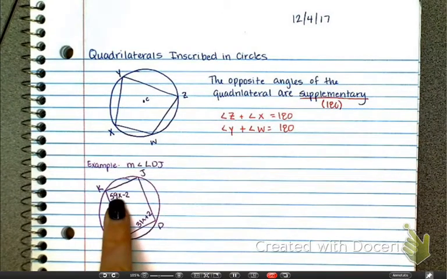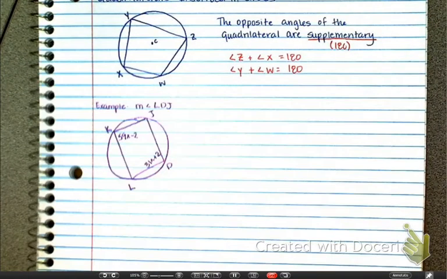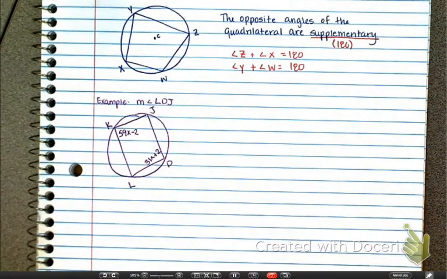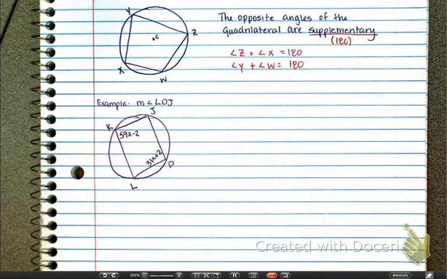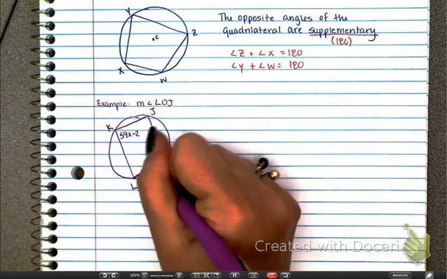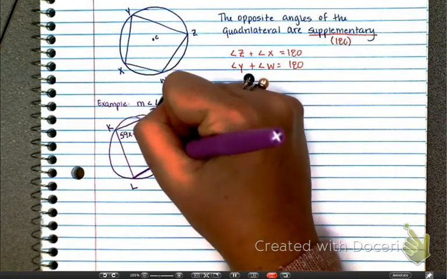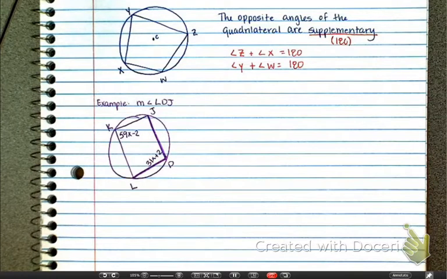We have 59x minus 2 and 31x plus 2. So I'll give you a second to draw that. Before we can find angle LDJ, which is this angle here in bold, we need to solve for x.